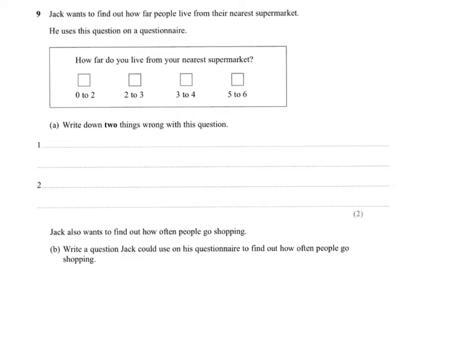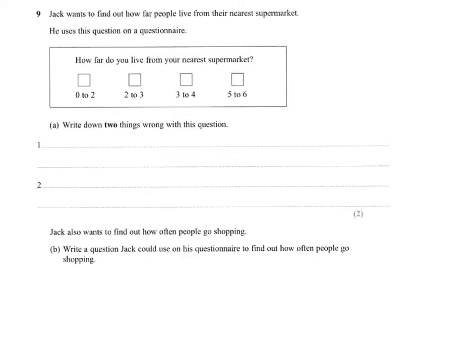Question 9. Jack wants to find how far people live from their nearest supermarket. He uses this question on a questionnaire. How far do you live from your nearest supermarket? 0 to 2, 2 to 3, 3 to 4, 5 to 6. So we're going to start off by writing down 2 things that are wrong with this question.